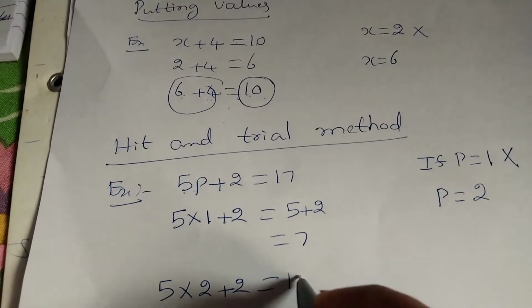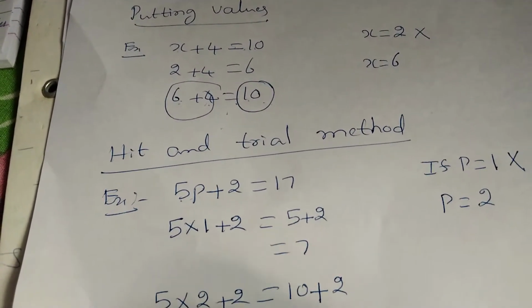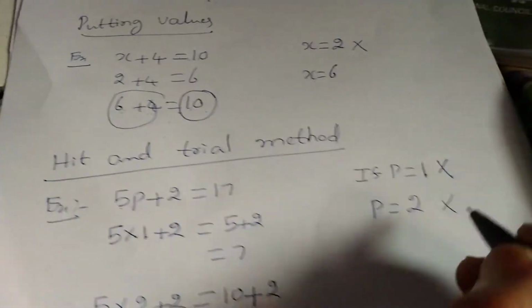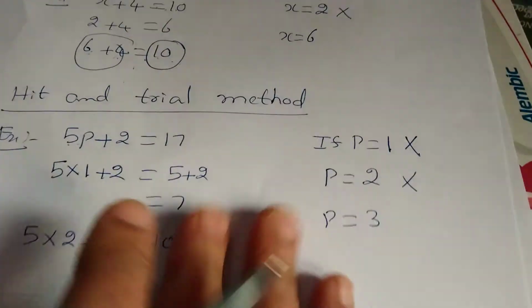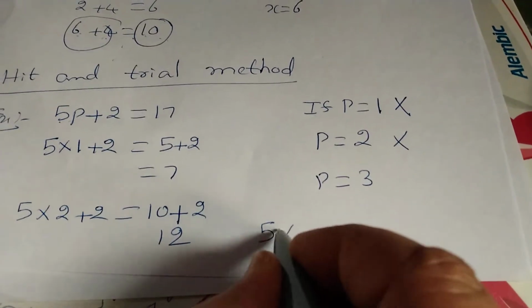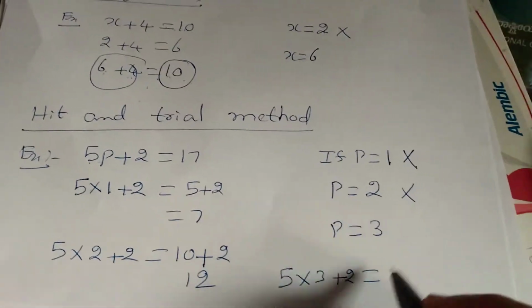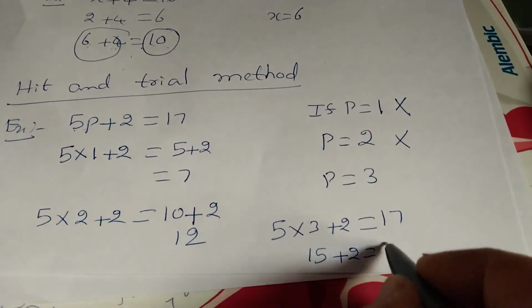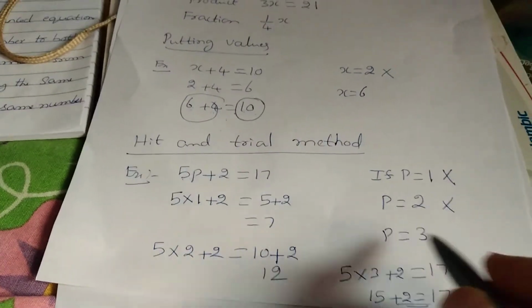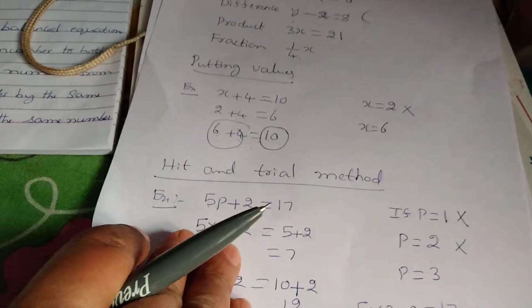If I give the value 2 for p, 5 into 2 plus 2. 5 twos are 10, plus 2, it becomes 12. It is also wrong. If I give the value 3 for p, what will happen now? 5 into 3 plus 2 equals 17. 5 threes are 15, plus 2, 17. So it is correct. This is the hit and trial method: give a value, if it's wrong, give another value like this.